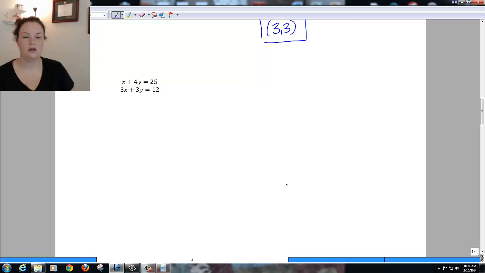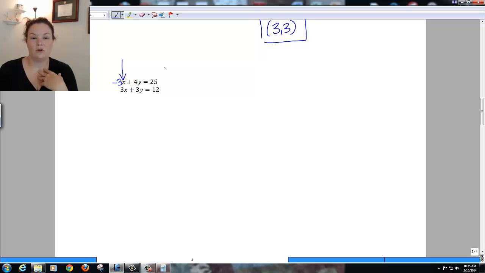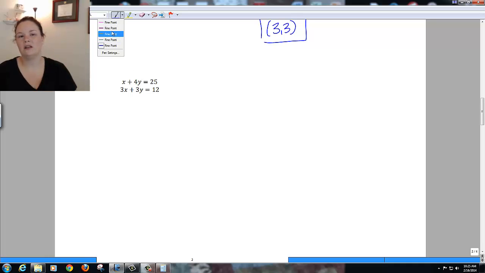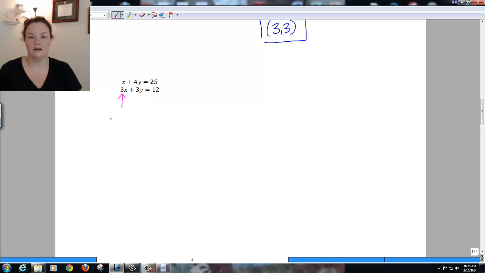On this next one, we have opposites. Now notice we could do x's or y's. If we want to make the x's opposite, I would just need to make this one a negative 3x, right? If I wanted to make the y's opposite, I have to find the least common multiple. So the smallest number that 4 and 3 go into would be 12. So I would have to multiply this one by 3 and the other one by 4. So that's a little bit more work. So I'm going to go ahead and just clear my x's again. Okay, so I'm going to make my x's opposite. So do whichever one makes it the easiest.